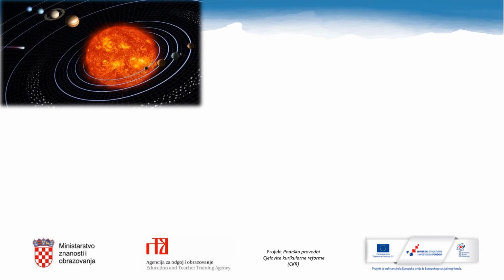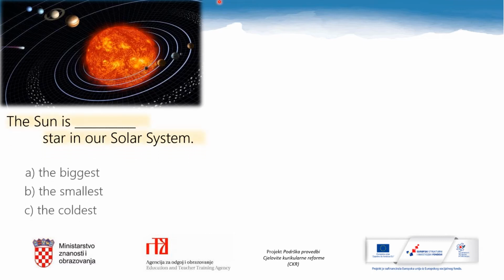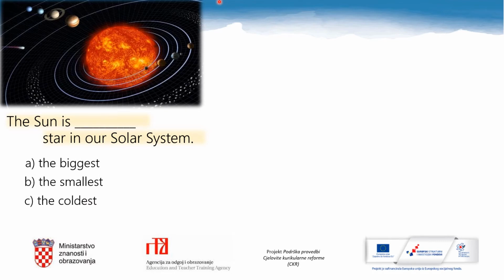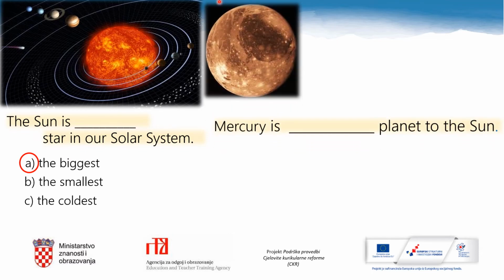Now let's practice a bit. Take a good look at this picture. The sun is the biggest, the smallest, or the coldest star in our solar system. The biggest, that's correct. Now, I believe that you can recognize Mercury in this picture.